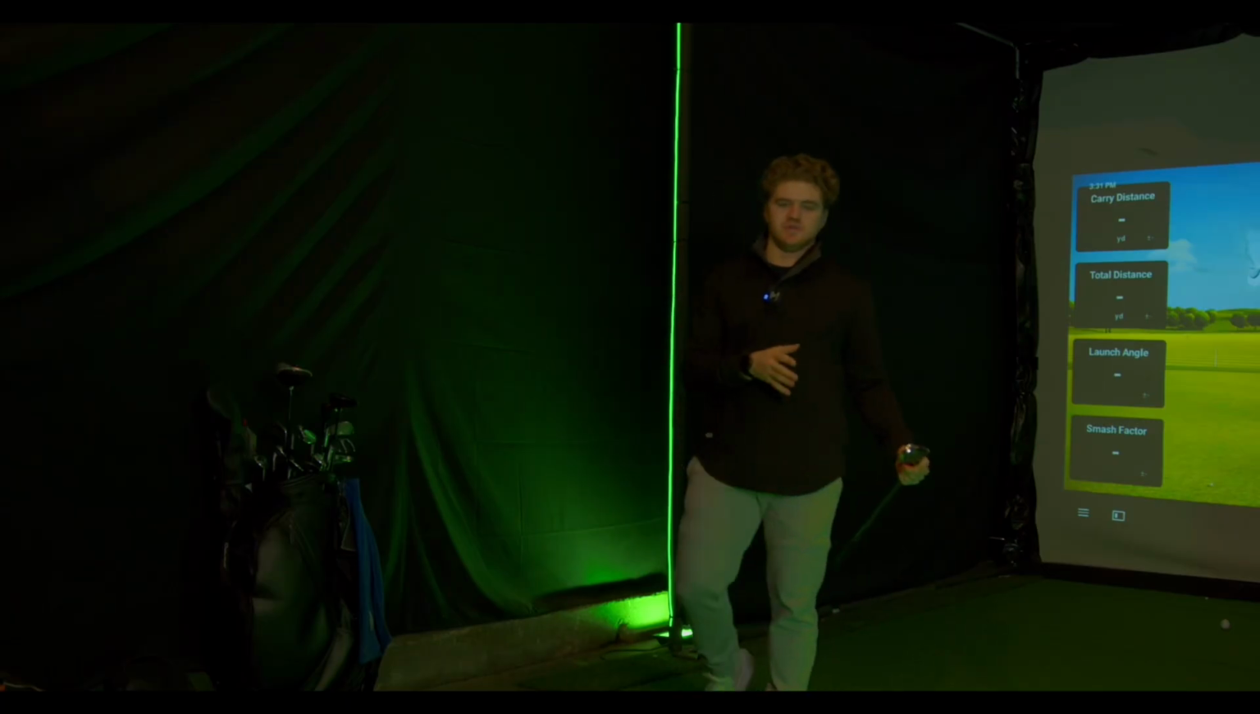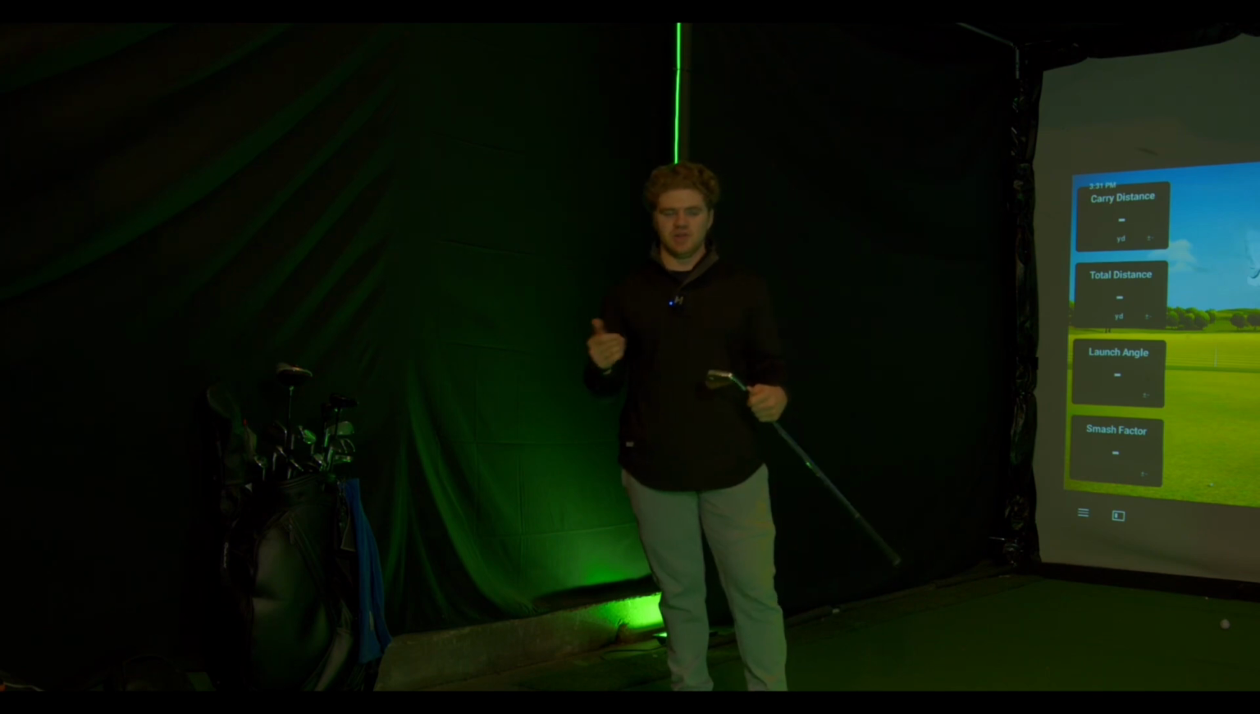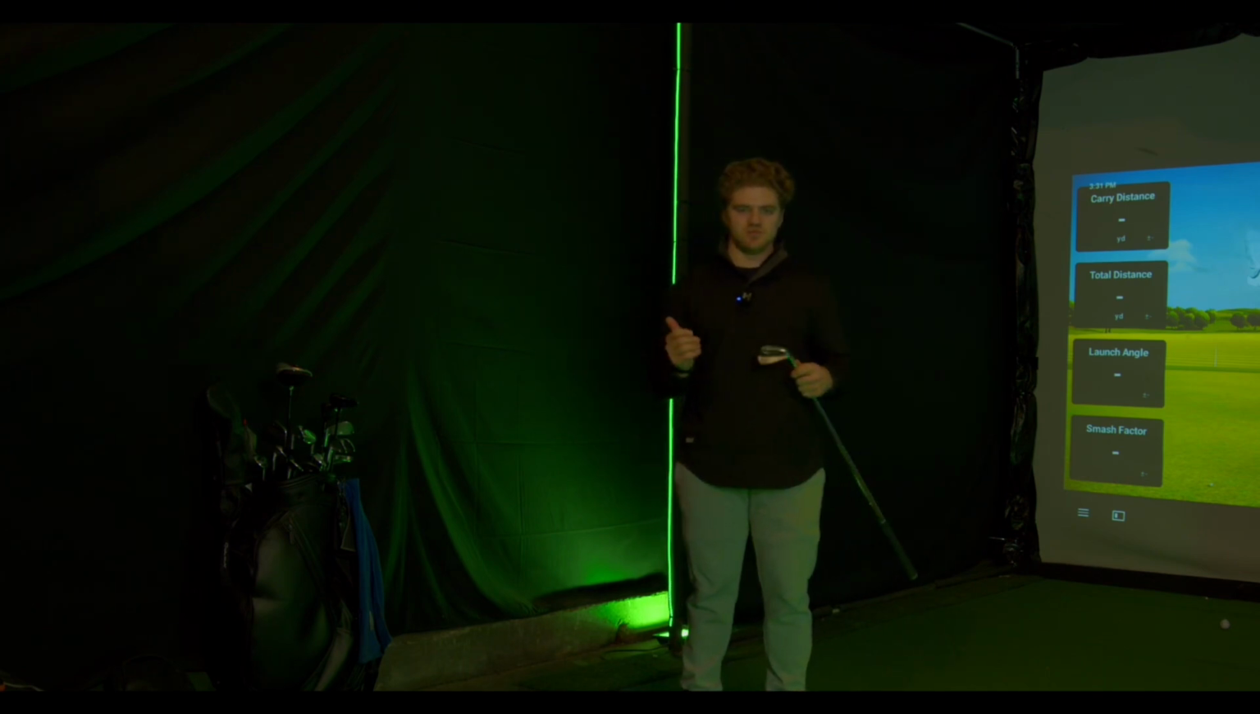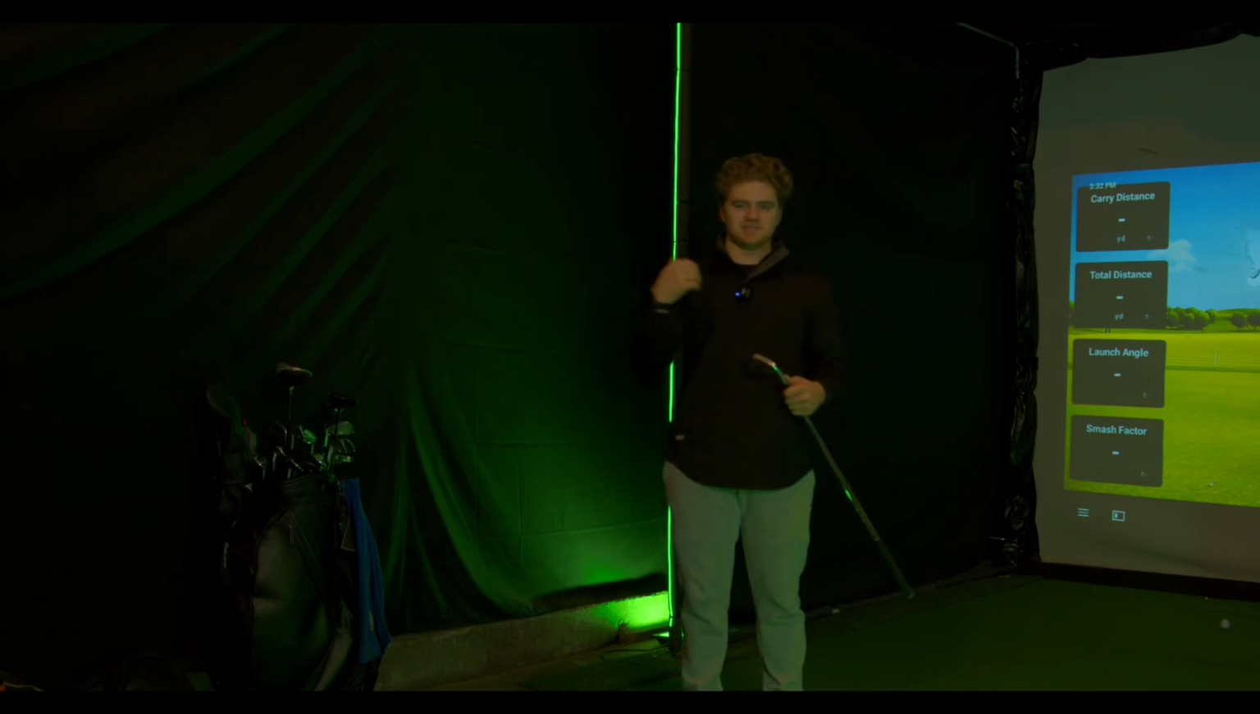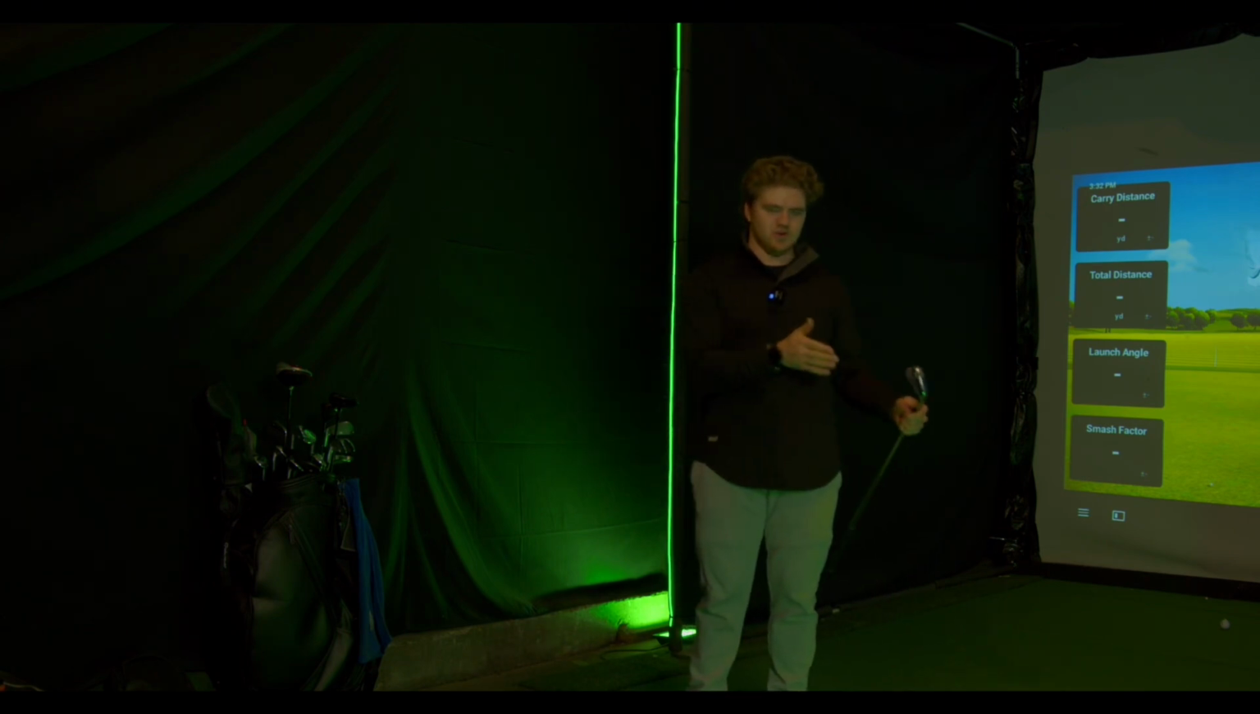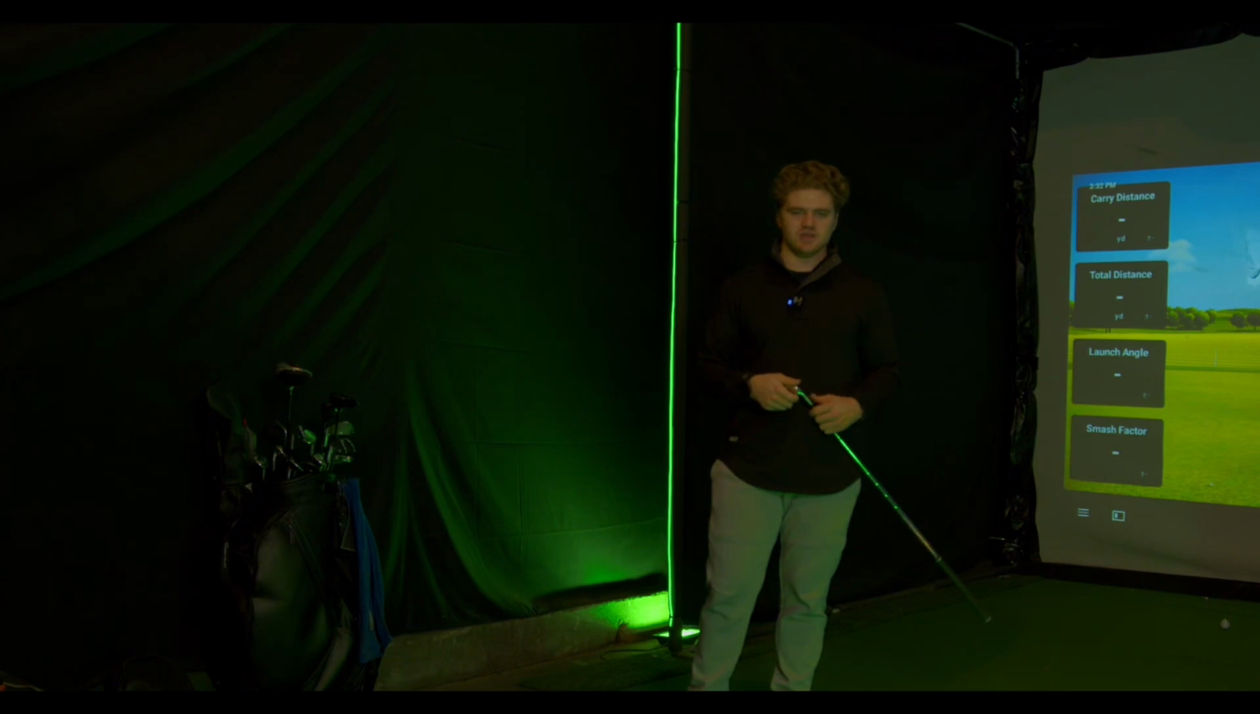The Garmin Approach R50 is not just about numbers, it's about helping your game, understanding those numbers, and making improvements on the golf course. It's all about understanding those numbers, being able to make that next step in your golf game, and utilizing the R50 in the best way that you can to be able to get better at your golf game.